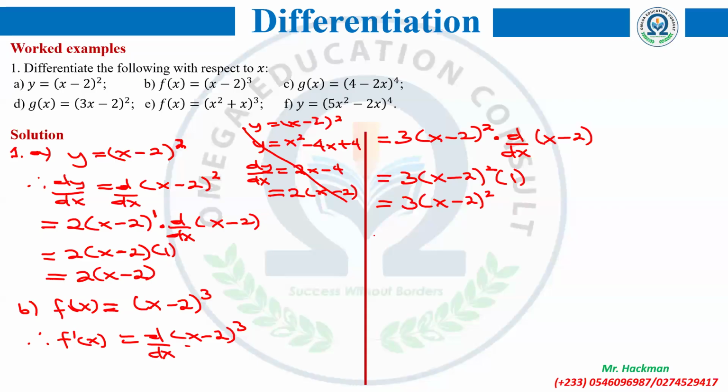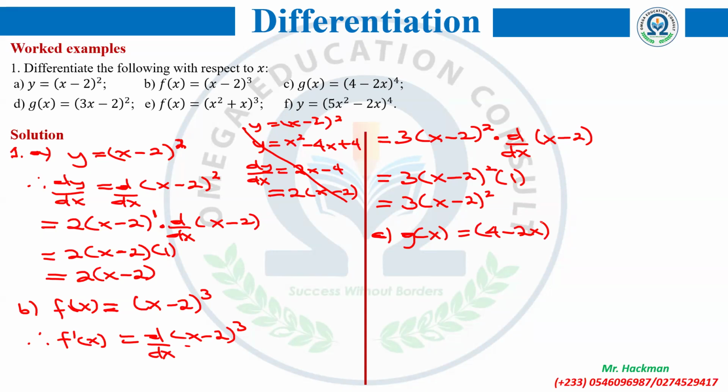So now what do we have? Okay, C. I leave a line before I come and write C. So, a sub question to another sub question, leave a line. So g of x is equal to 4 minus 2x, the whole of that to the power 4.